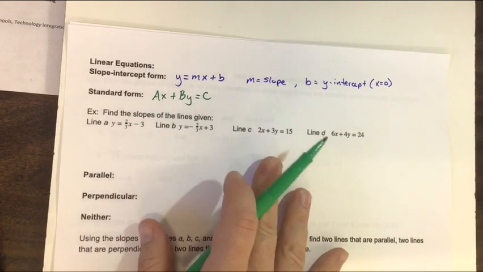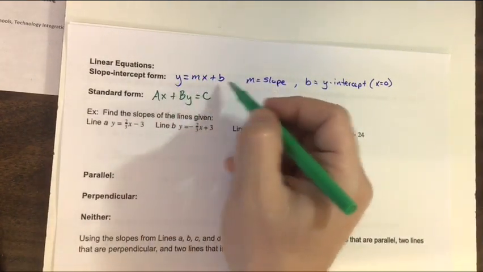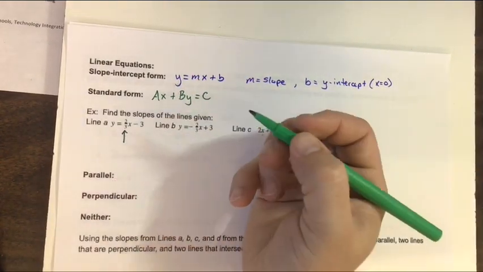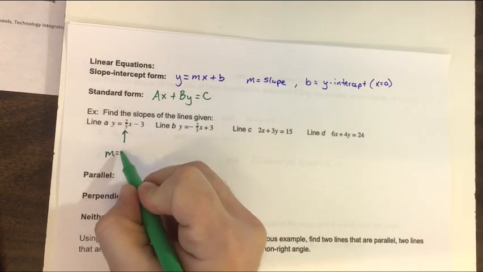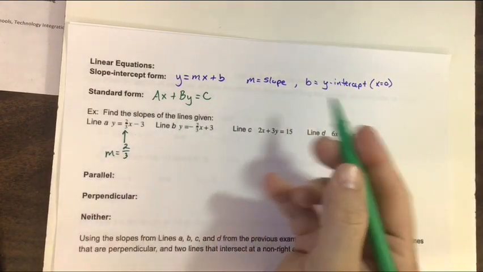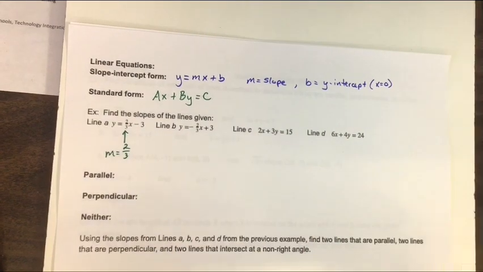So in this example, if it's already in slope-intercept form, the slope is given to us. That's just a slope of 2/3. So if I'm going to identify the slopes, it helps if it's in that form.